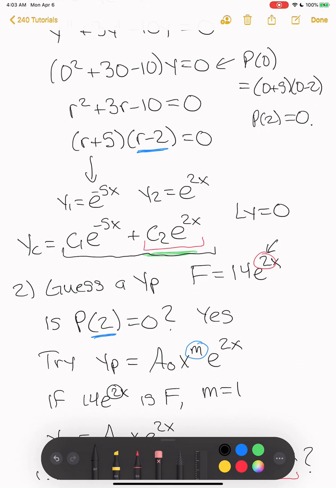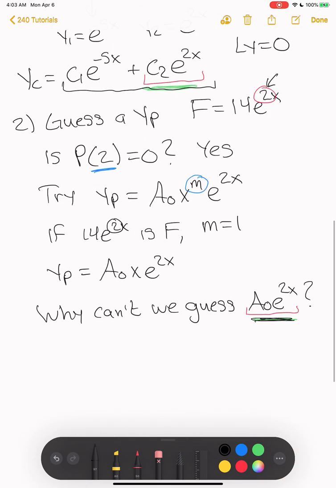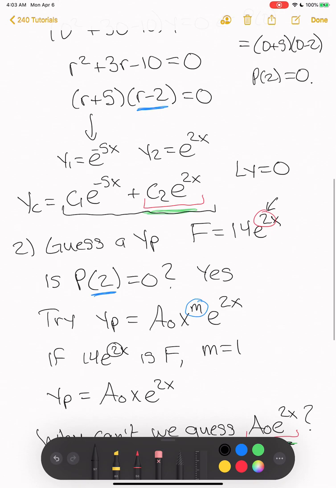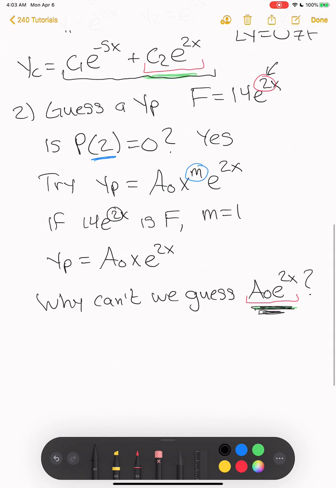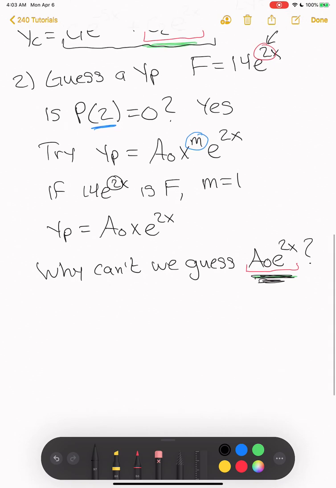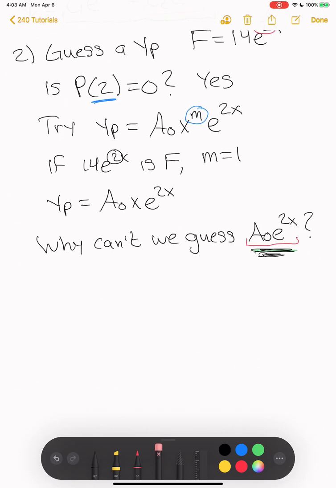So I know that if I plug just a naught e to the 2x in, it will get sent to 0, and I will not have a way of getting that f out on the right-hand side if I choose this to be my particular solution. So what I need to do then is choose a different one, and it tells me exactly which one to pick. I need to use this one, all right?